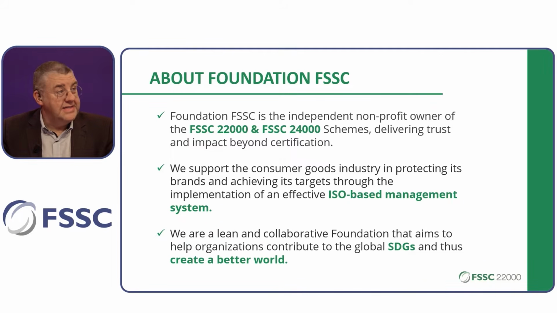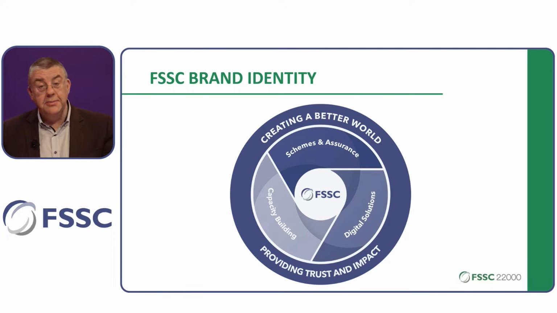Above all, we are a lean and collaborative organisation, and we work with the SDGs to create a better world. One of the reasons we've got Vladimir today is because it's evidence of our collaboration with Vladimir and his organisation. As we have a look at the FSSC summary, our purpose as a not-for-profit organisation is to provide trust and impact, and therefore to create a better world, particularly in creating great workplaces and safe food. We work for our schemes and assurance with our teams both in the Netherlands and around the world, and we also work increasingly with capacity building and digital solutions. All of those coming together is what we call our brand identity, and we're here to support the world with its aims around great workplaces and food safety. And today, food safety is the main topic.